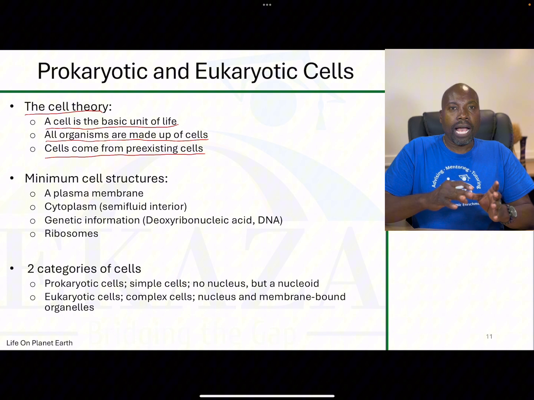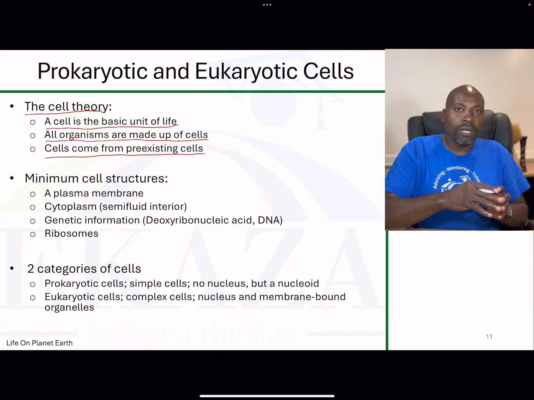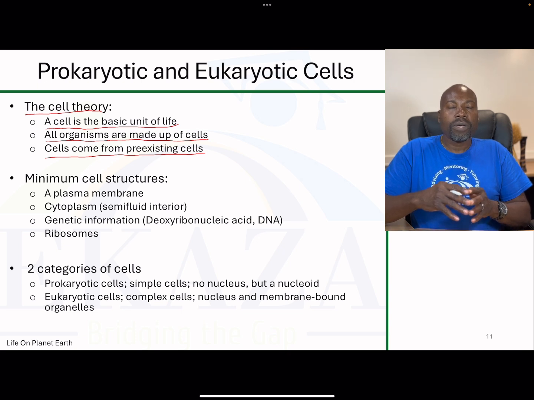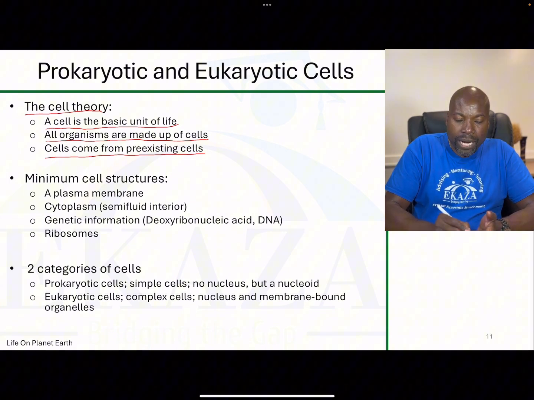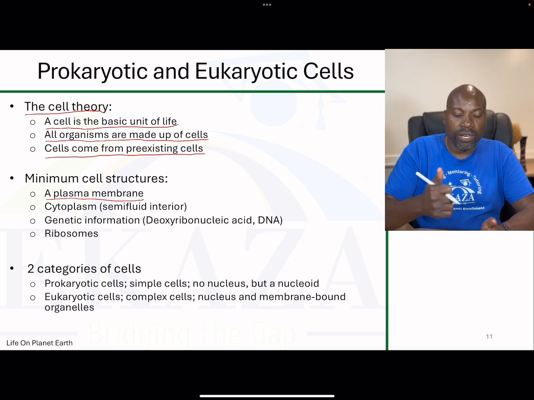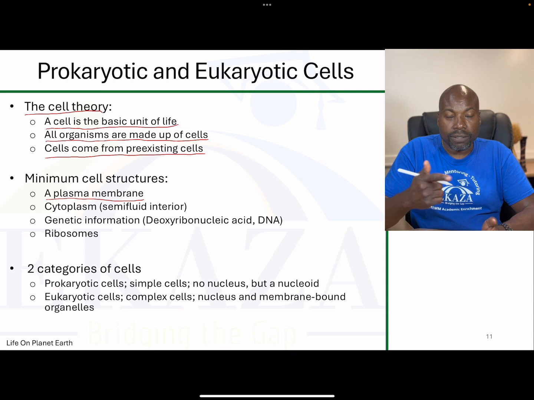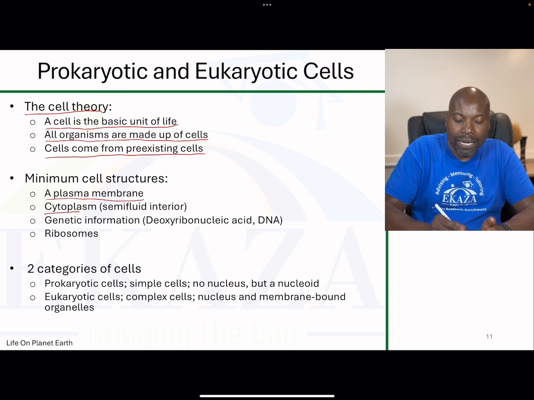Now, I said also that whether you are a prokaryotic cell or a eukaryotic cell, all cells actually have a minimum number of structures they have to have. These structures are the plasma membrane. So all cells have a plasma membrane, whether they are prokaryotic cells or eukaryotic cells, right? They have a plasma membrane. They do have a cytoplasm.